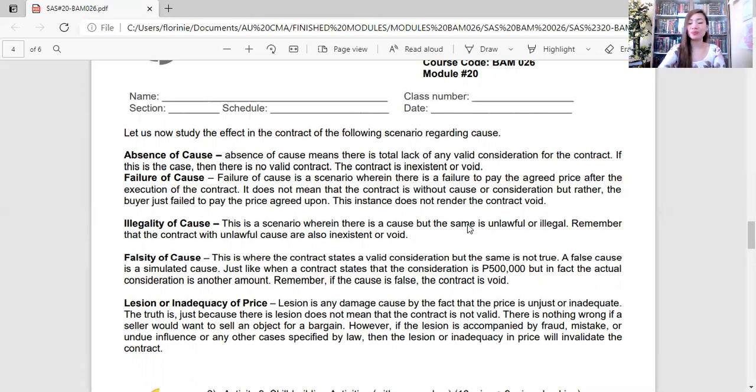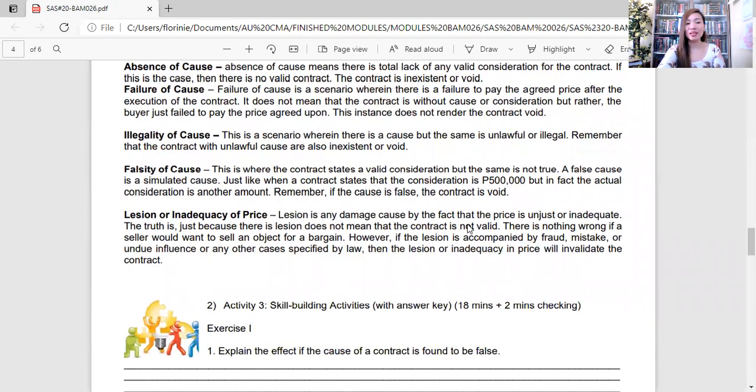Okay? So, next, falsity of cause. This is where the contract states a valid consideration but the same is not true. A false cost is a simulated cost. Bentahan 1,000,000, ni-reflect 500,000 para makatipid sa capital gains tax. Ayan. So, if that's the case, simulated, ano sabi rito? Just like when a contract states that the consideration is 500,000, but in fact, the actual consideration is another amount. So remember, if the cost is false, the contract is void. So kapag peke, void. Ayan.